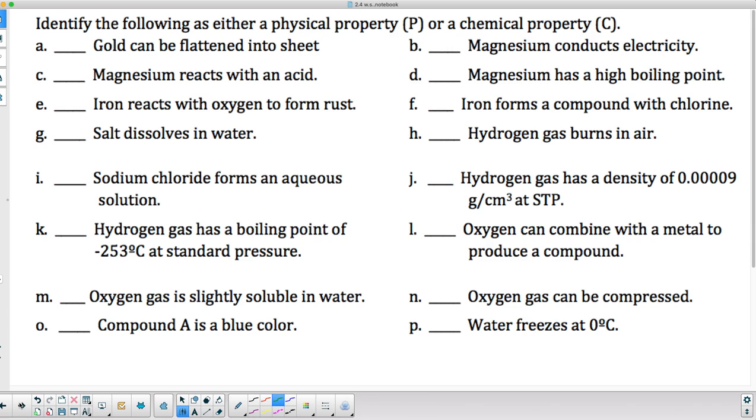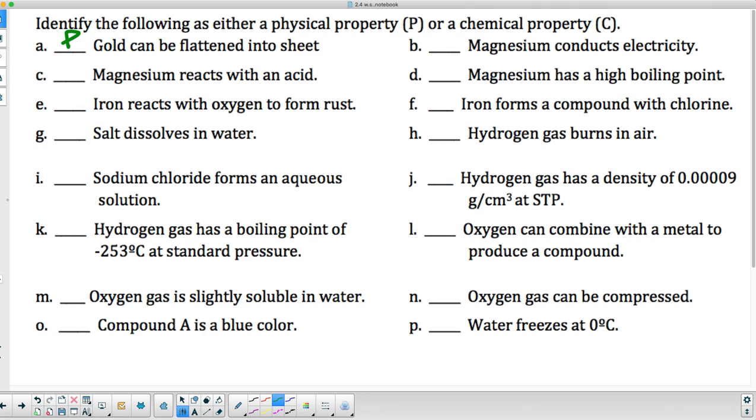I'm going to keep going here. Identify the following as either a physical property or a chemical property. A chemical property describes how something changes into a new form. If it's physical, it can change shape, it can change this or that, but it doesn't change into something brand new. So gold can be flattened into a sheet. That would be physical because the gold's not changing, it's just changing its appearance. It's not changing its structure.